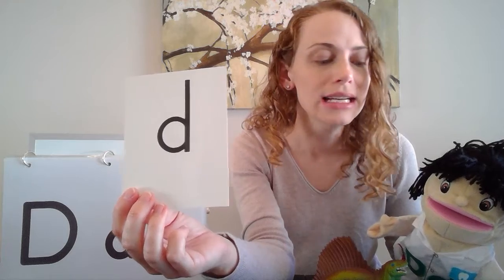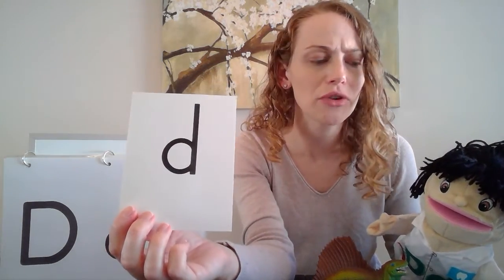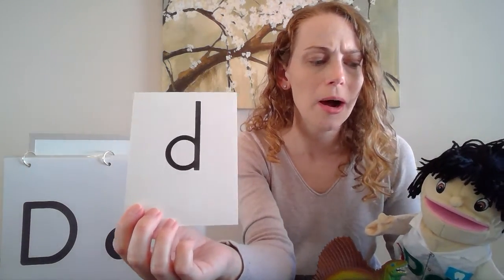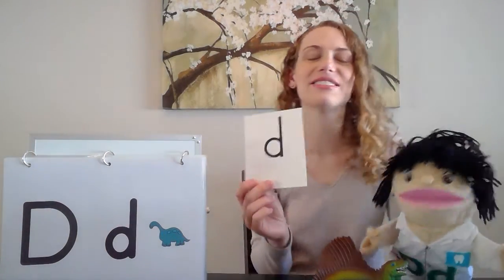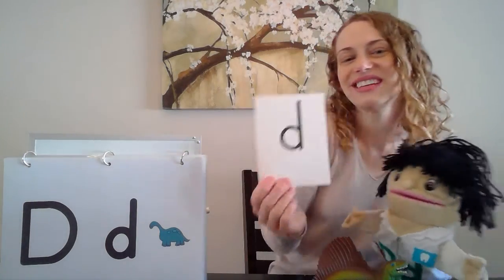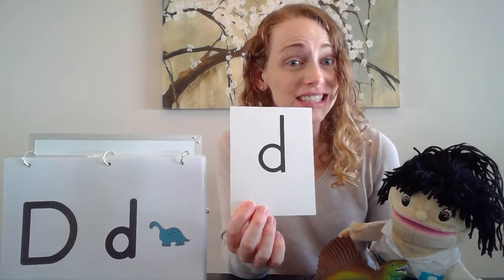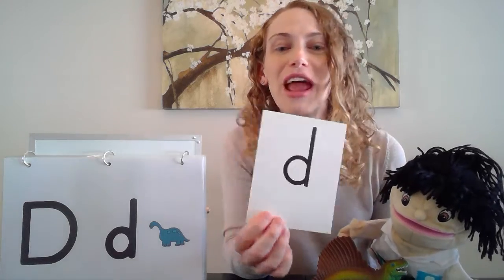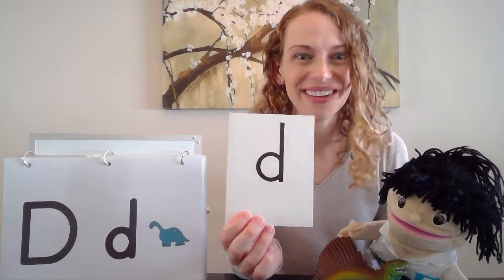When you say D, the tip of your tongue touches above your top teeth onto the roof of your mouth. Say D and feel your tongue reach above your top teeth. D. What is the sound for this letter? D. D, dinosaur. D. Make sure you have your letter D index card, and we are going to trace it together. Okay? If you don't have it, just hit pause, grab it, and then come back.